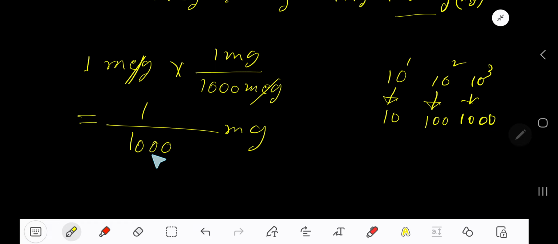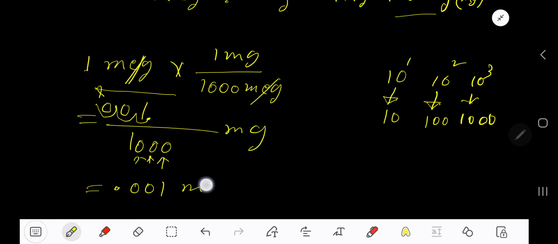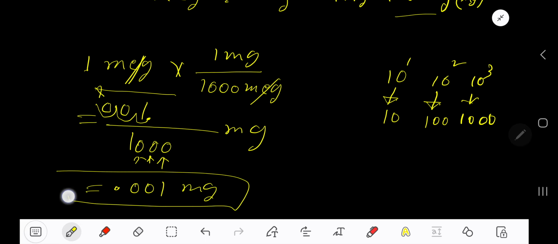To divide a whole number by a power of 10, just count the number of zeros and move the decimal from right to left equal to that number of zeros. The number of zeros is 3, so the decimal point will move 3 places from right to left. This is the whole number, so the decimal point will appear here. 1 place, 2 places, 3 places. So 0.001 milligram. This is the answer.